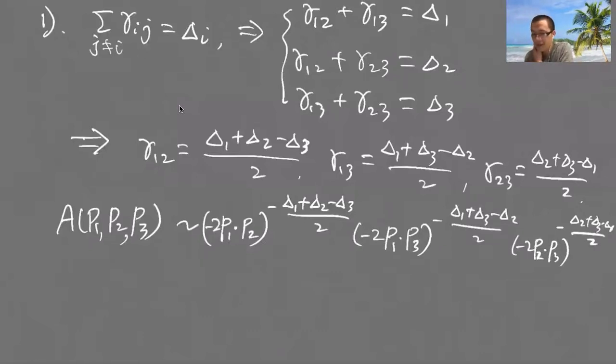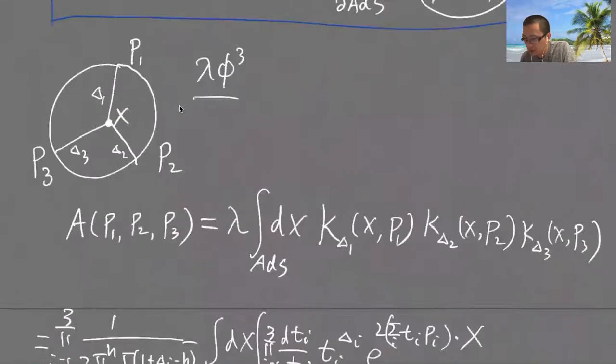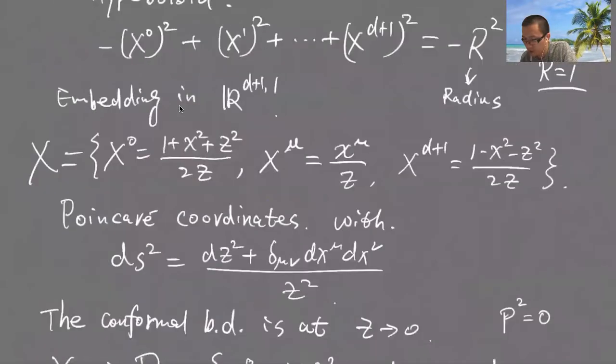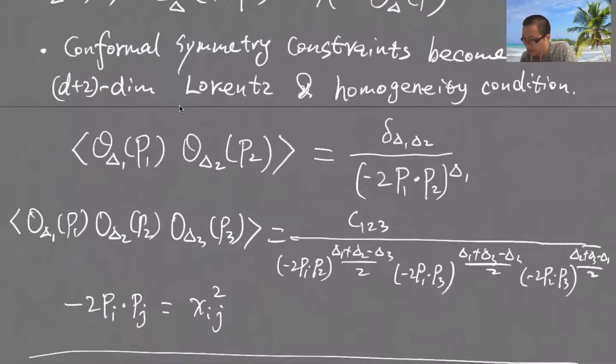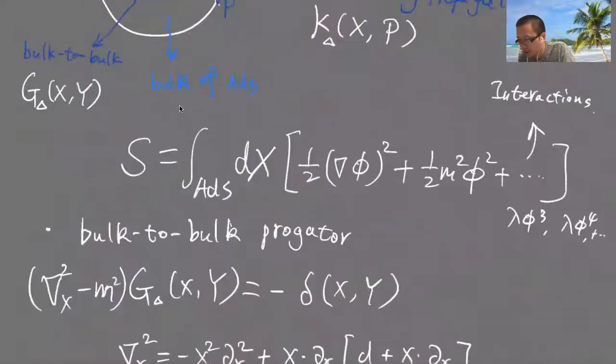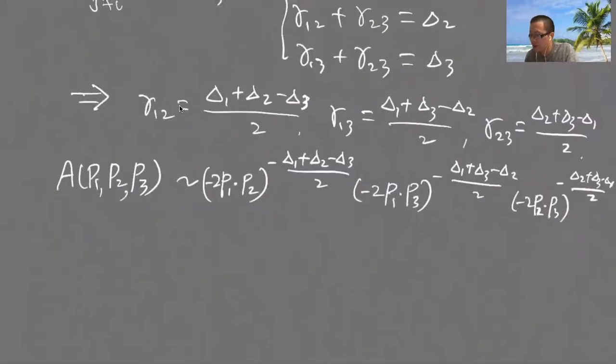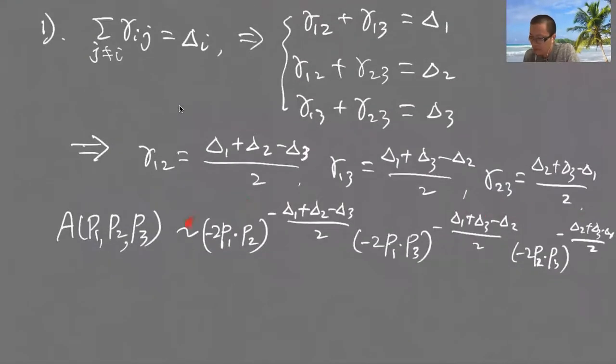And this answer is precisely the one I showed you when we introduced the embedding space. Indeed, as we said, the 3-point function is completely fixed by symmetry, so the computation better reproduce the known result. That's one comment.